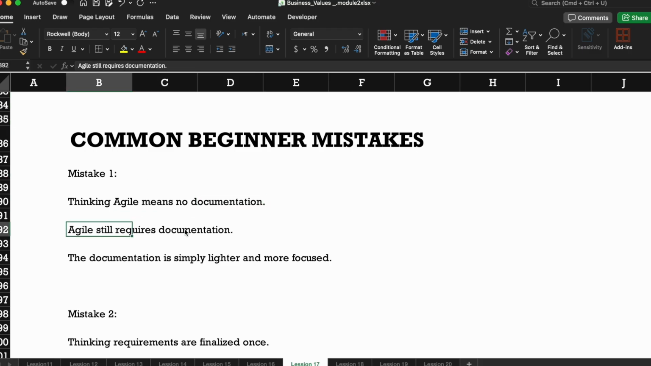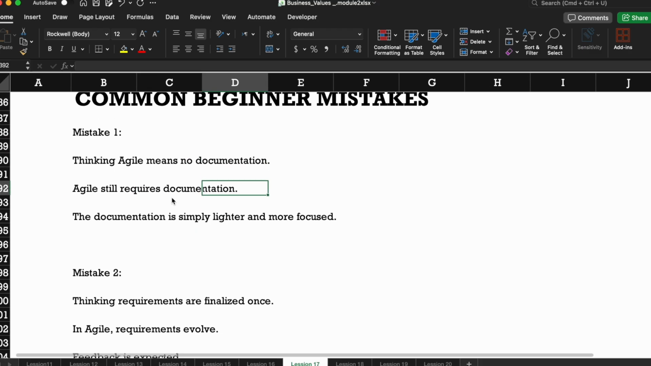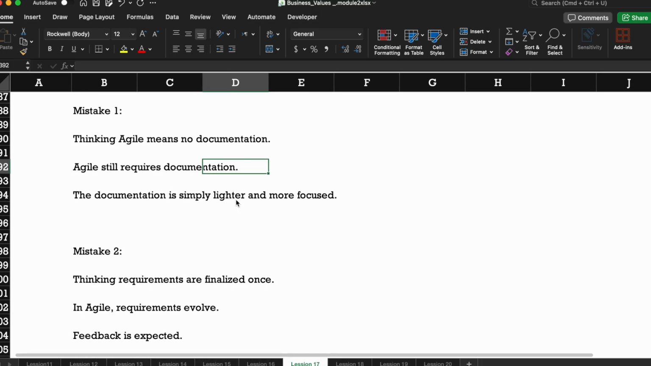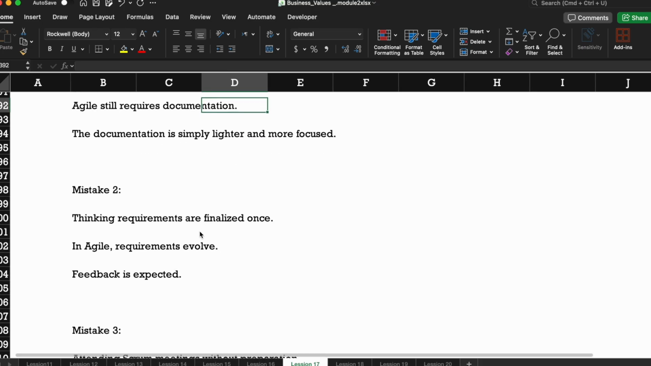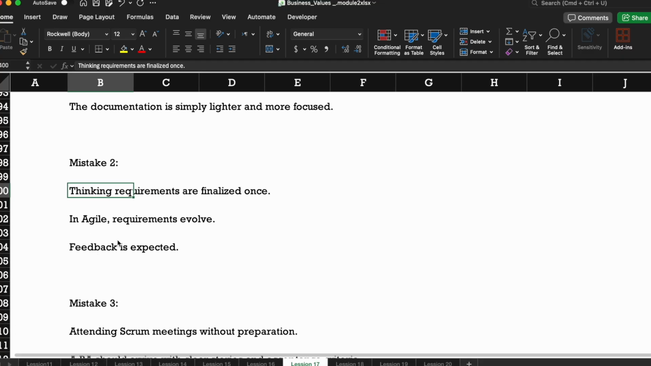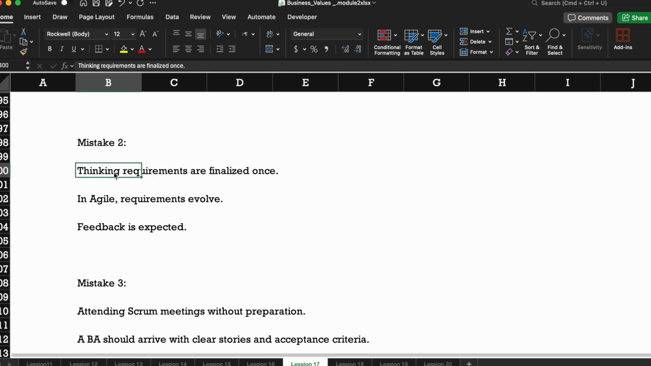Common beginner mistake 1: thinking agile means no documentation. Agile still requires documentation. The documentation is simply lighter and more focused. Mistake 2: thinking requirements are finalized once. In agile, requirements evolve and feedback is expected. Scope creep always happens, so you have to prioritize which feature will be delivered first.